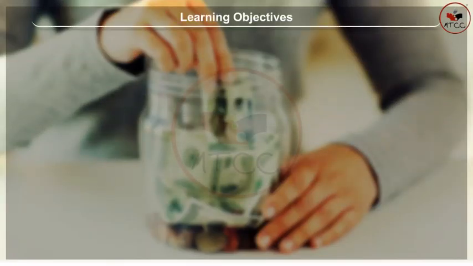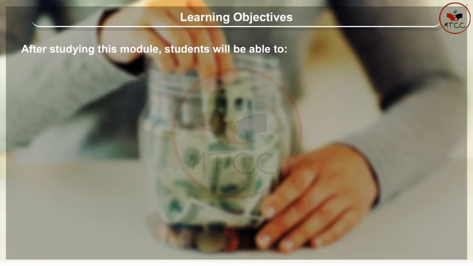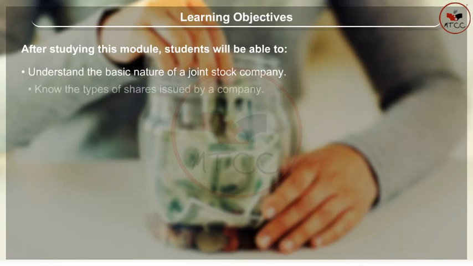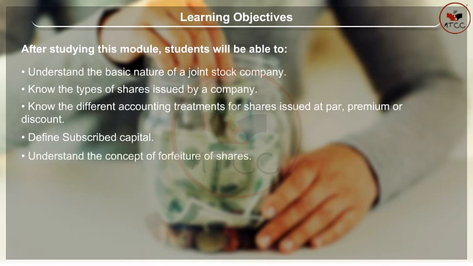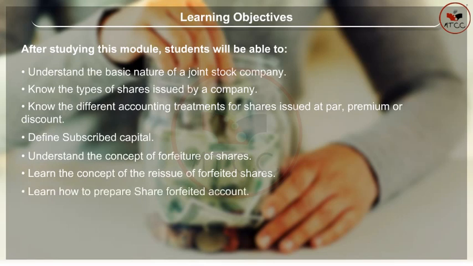Learning objectives. After studying this module, students will be able to understand the basic nature of a joint stock company, know the types of shares issued by a company, know the different accounting treatments for shares issued at par, premium or discount, define subscribed capital, understand the concept of forfeiture of shares, learn the concept of reissue of forfeited shares, learn how to prepare share forfeited account.